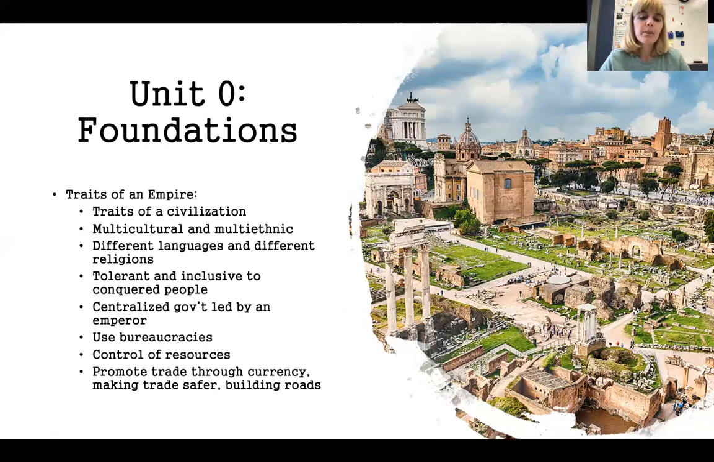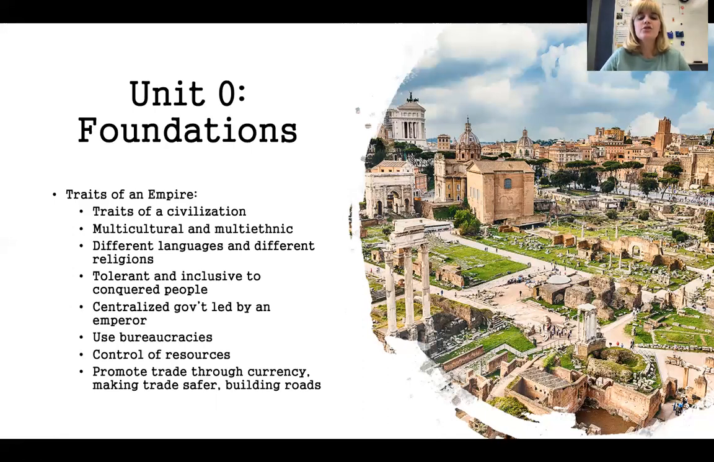So empires are also in control of resources. That's one way they control money. They need to have as many resources as possible, the water supplies, the food supplies. Empires also promote trade, and they do that through giving out or creating currency. And they also are going to be making trade a lot safer. So they'll build roads. And I'm sure many of you have heard the saying, all roads lead to Rome. It's because Rome built the roads and then made sure to protect them.